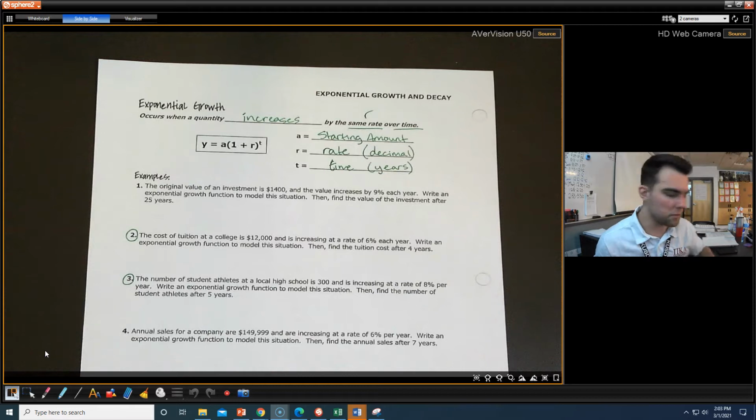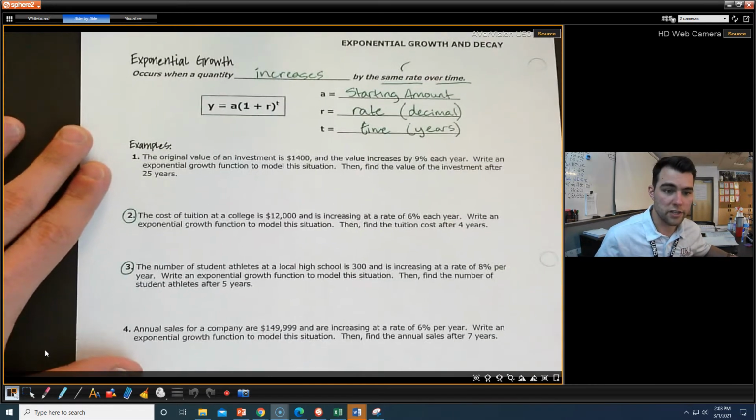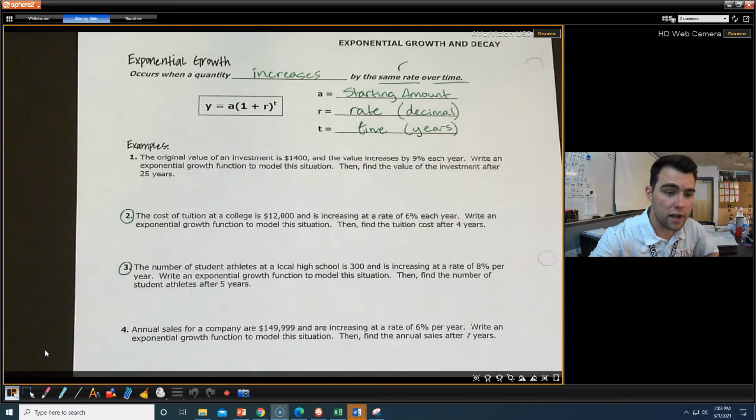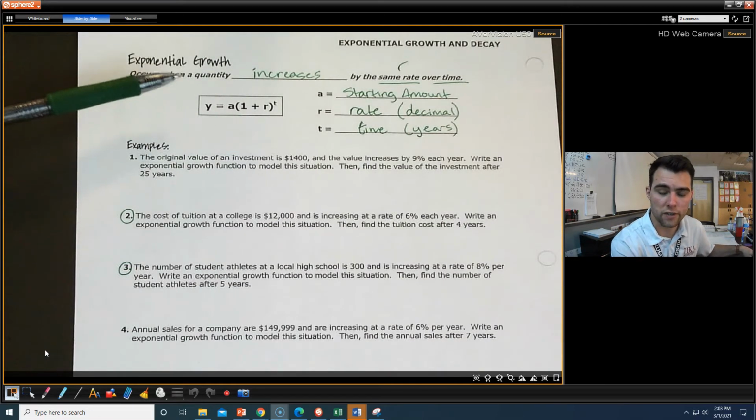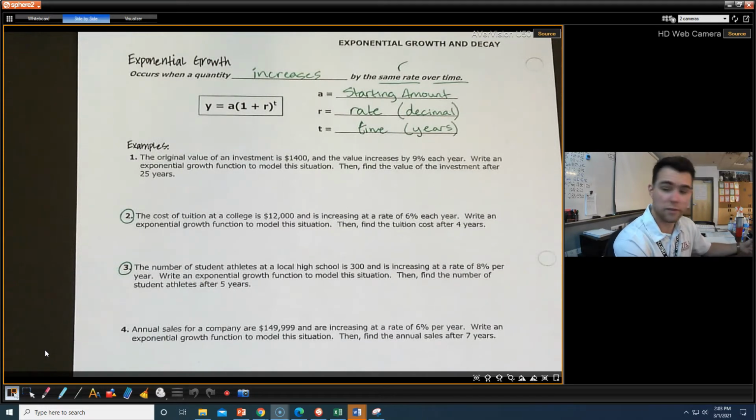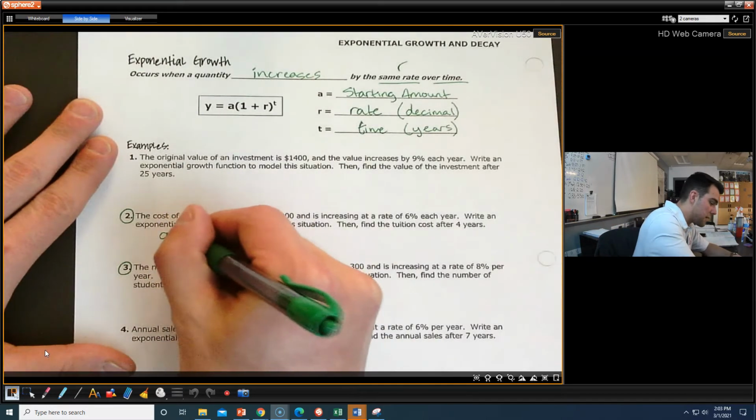And let's look at a couple problems. So I want to look at number 2 to start and get you an idea how these problems go. So the cost of tuition at a college is $12,000, and it's increasing at a rate of 6% every single year. Write an exponential growth function, so using this guy, to model the situation. Then find the tuition costs after 4 years. So a lot of you guys are going to go to college after high school, and so this is a good idea to see how this problem would work, right? So tuition's expensive. The cost of tuition at this college was $12,000. That's going to be our starting amount. That's our A right there.